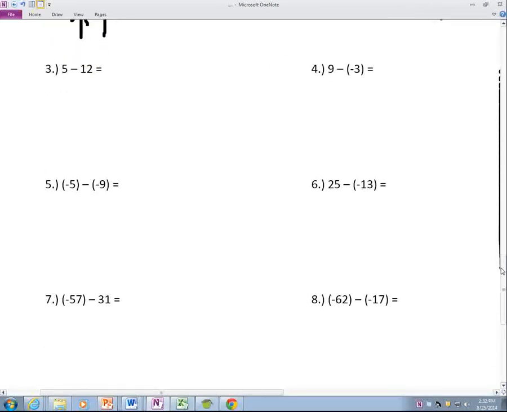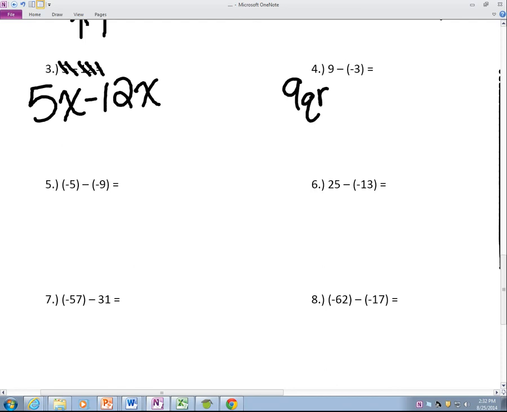For this next one, I'm going to rewrite this a little bit because of something you have in the homework. We're just going to rewrite this as 5x minus 12x. We're going to rewrite this one as 9qr minus negative 3qr. So rewrite those.